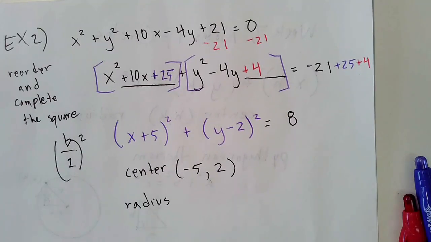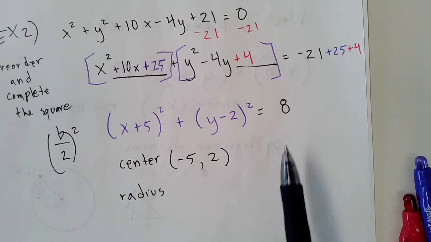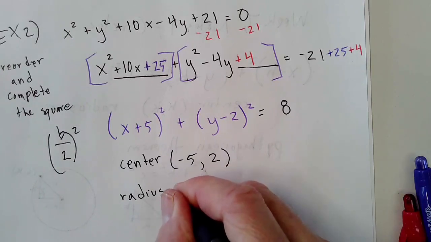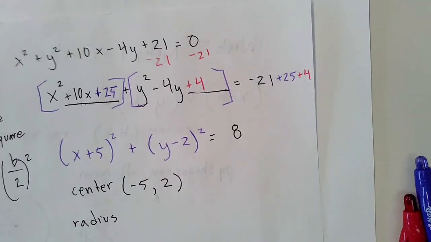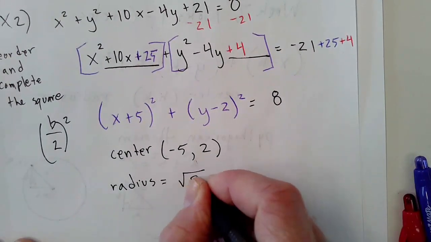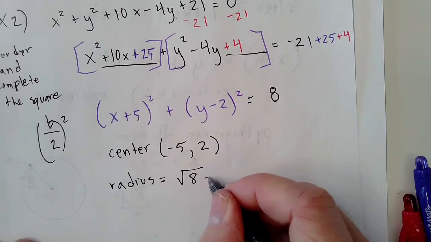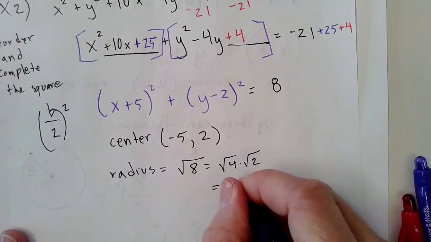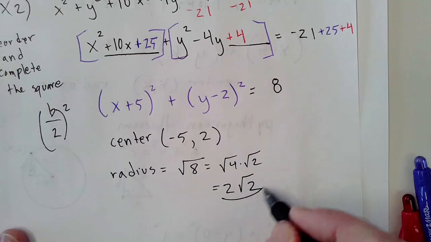And then our radius, trick question, is it 8? Remember, this is r squared. It's not 4 squared. You take the square root of the 8. The square root of 8 is not 2. It's 2 root 2. And then you can simplify it if you would like. It simplifies to root 4 times root 2, which is 2 root 2. So the radius is 2 root 2.